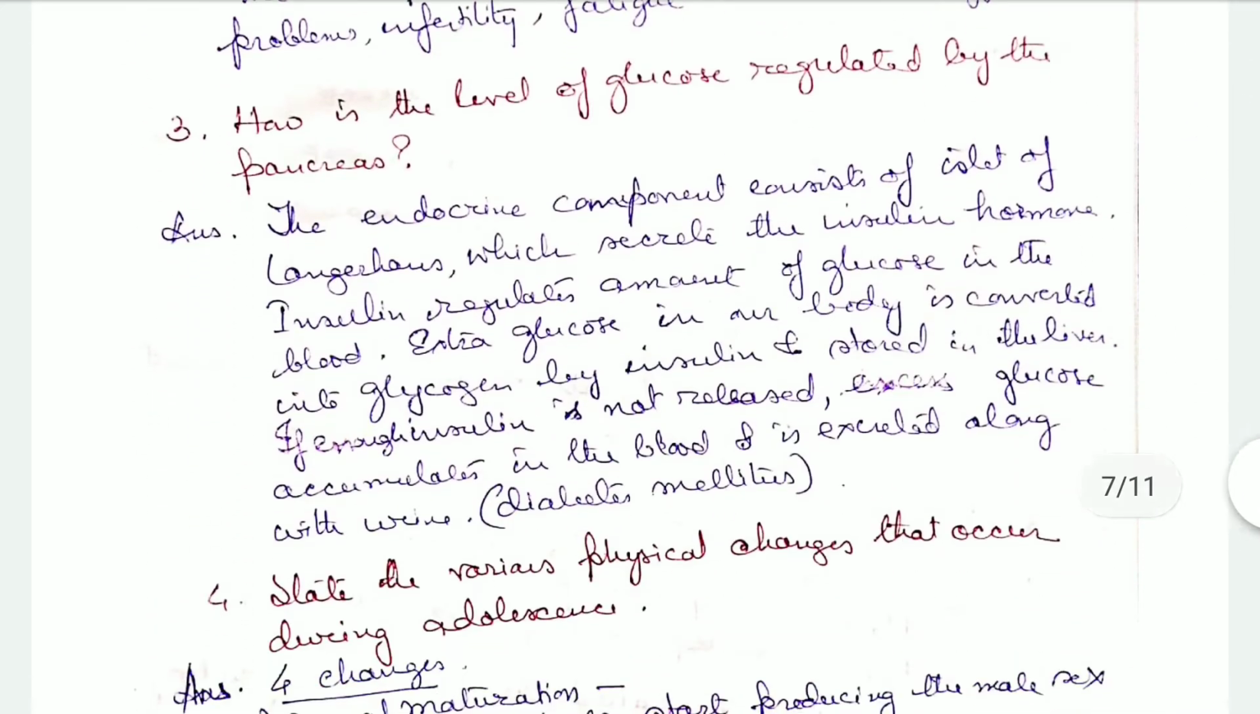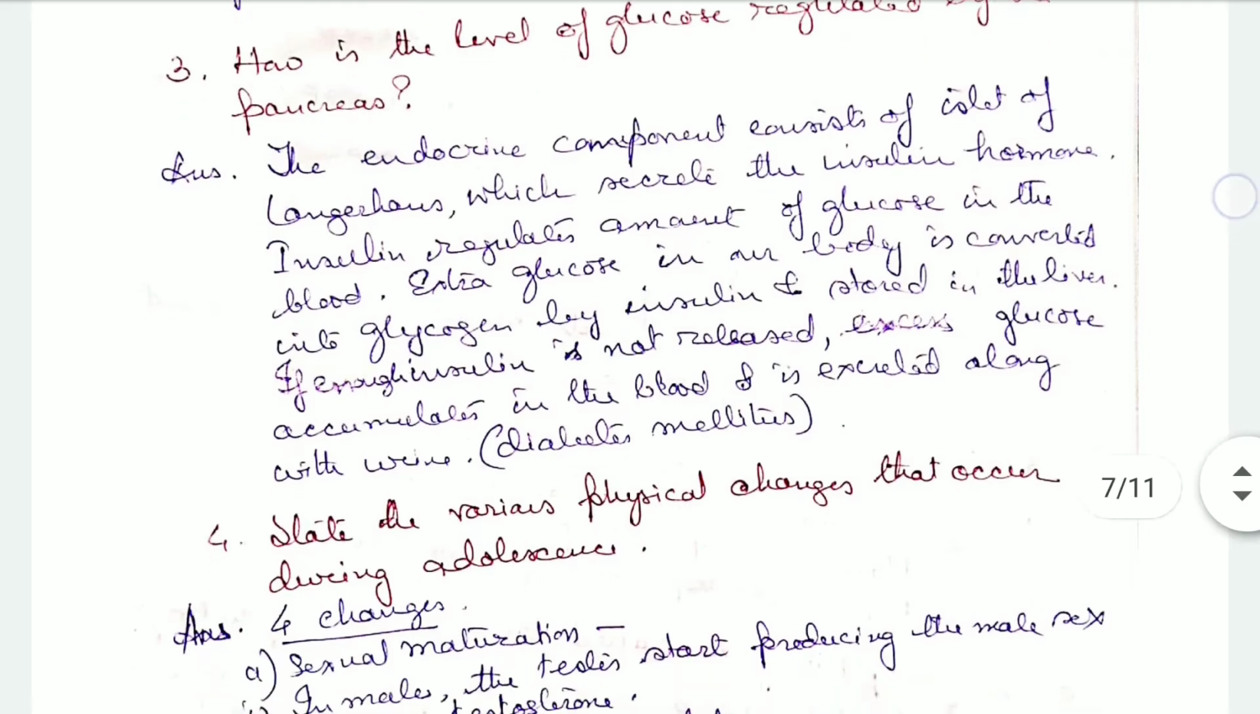Then, how is the level of glucose regulated by the pancreas? The endocrine component, that is the islets of Langerhans, secretes the insulin hormone. This insulin regulates the amount of glucose in the blood. When there is extra glucose in our blood, it is converted into glycogen by the secretion of insulin from the islets of Langerhans, and stored in the liver. And when enough insulin is not released, what happens? Then this excess glucose accumulates in the blood, causing a condition called hyperglycemia, or diabetes mellitus.